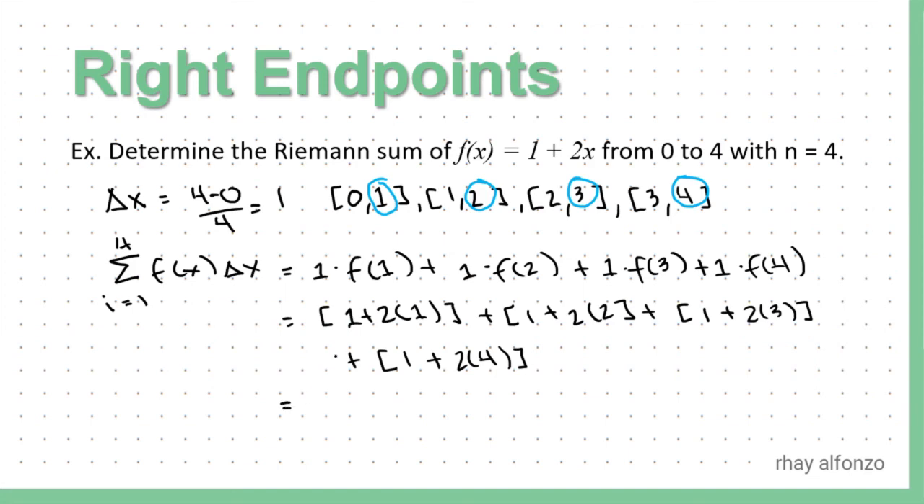So simplifying this becomes 1 plus 2, which is 3, plus 1 plus 4, which is 5, plus 1 plus 6, which is 7, plus 1 plus 8, which is equal to 9. So adding them all up gives us 24 units squared. So this is the Riemann sum of f of x is equal to 1 plus 2x from 0 to 4 with n is equal to 4.